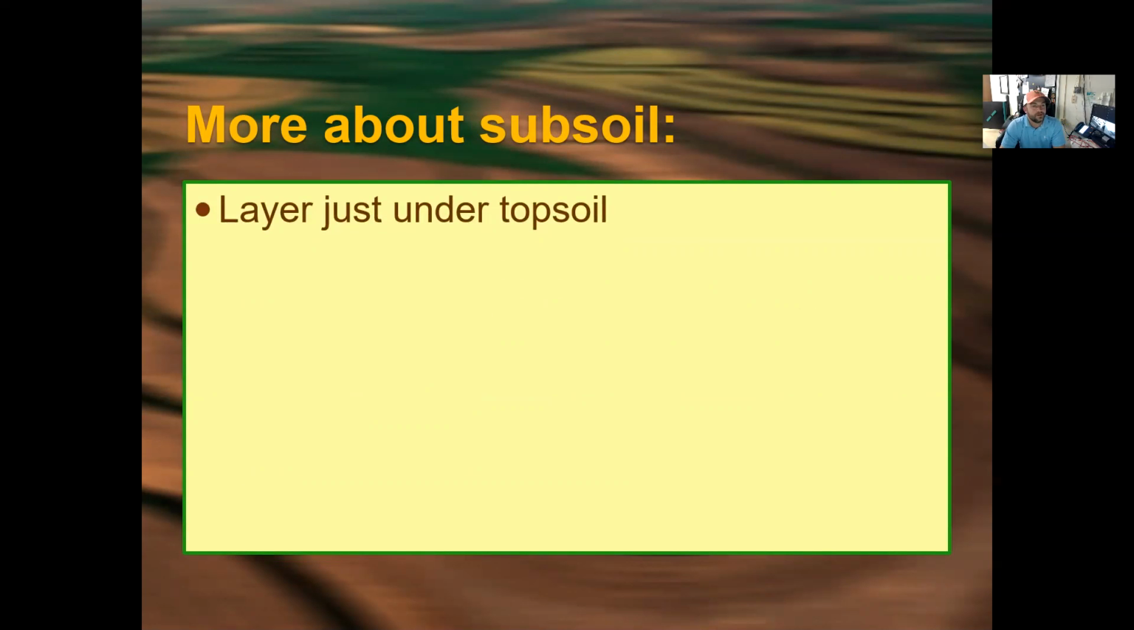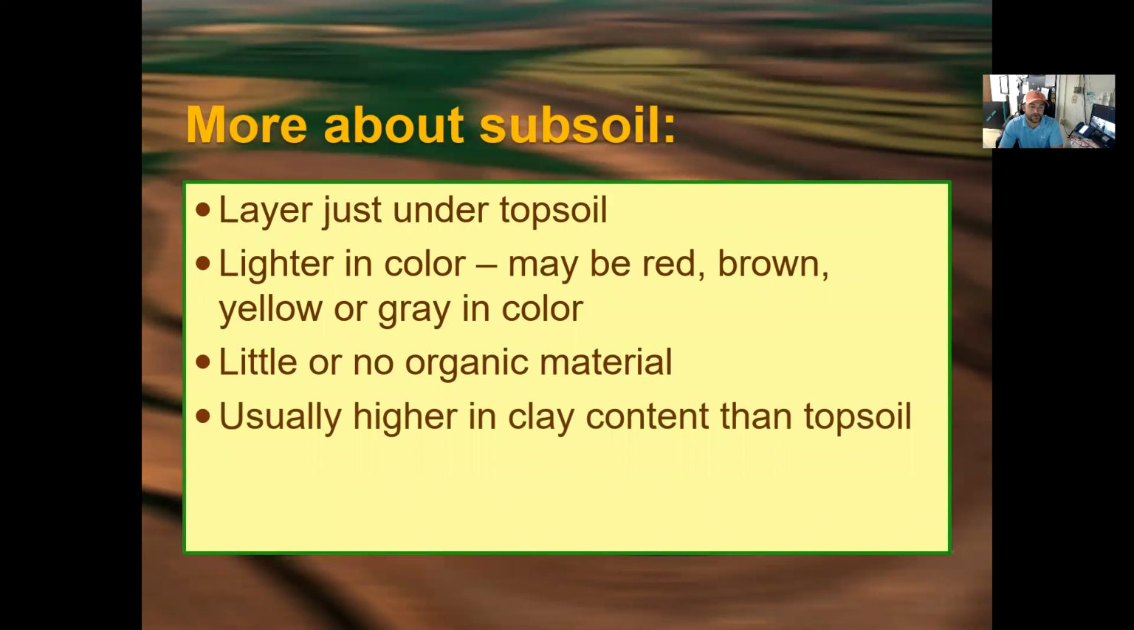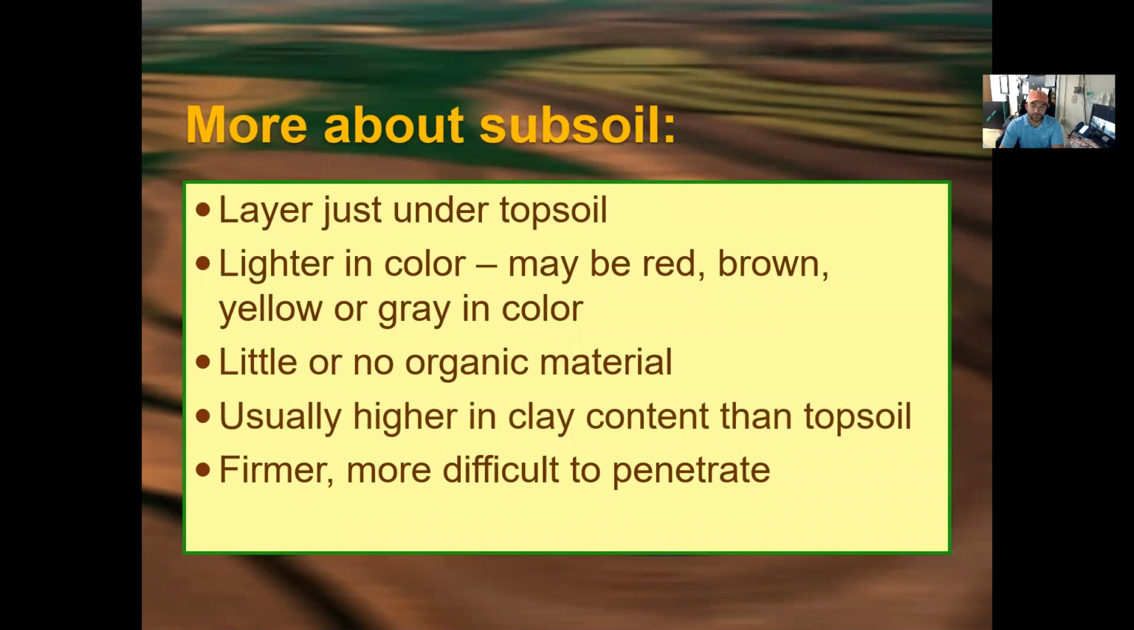So the subsoil, that's the layer just under the topsoil. It's lighter in color, maybe red, brown, yellow, or gray. Little or no organic matter, usually higher in clay content than topsoil, and firmer, more difficult to penetrate. And this is also called the B horizon. So you have the A horizon, which is topsoil, and the B horizon, which is subsoil.